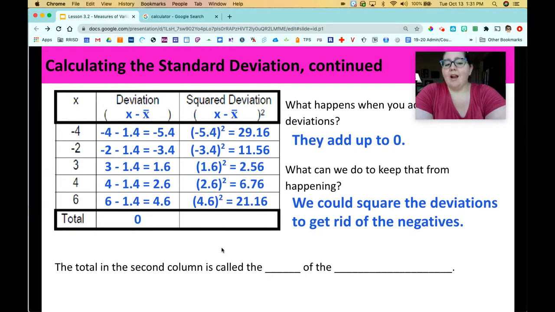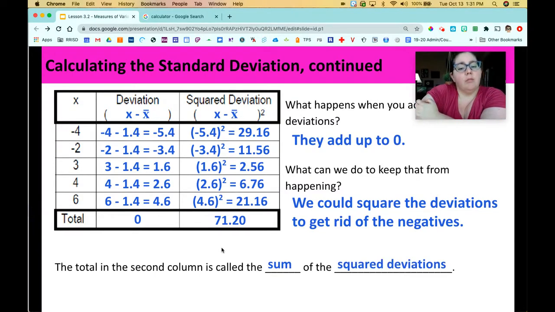And now when I add up all the squared deviations, I get a number that's not 0. That total in that second column, the total of the squared deviations, is called the sum of the squared deviations, which is a good name for it, right? We're adding up all the squared deviations. So now we're getting somewhere. Again, our goal is to find what is the typical or average deviation from the mean. So I squared them to make them positive, and I've added them all up.